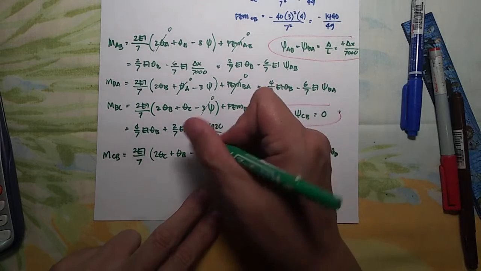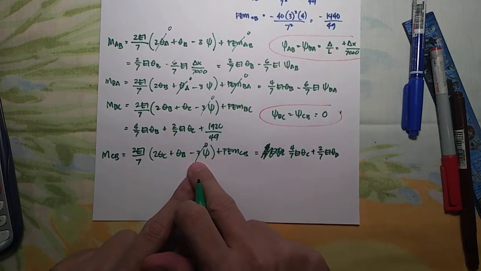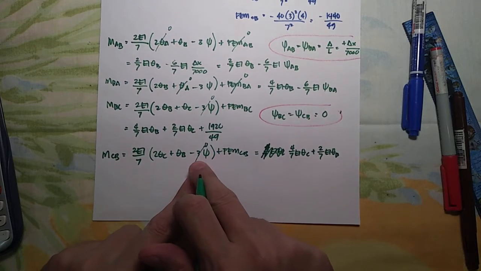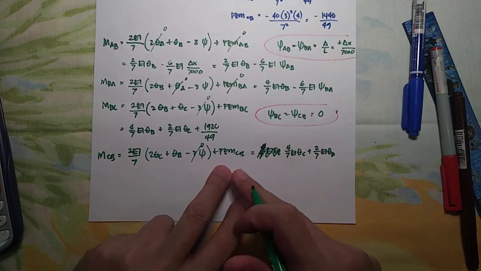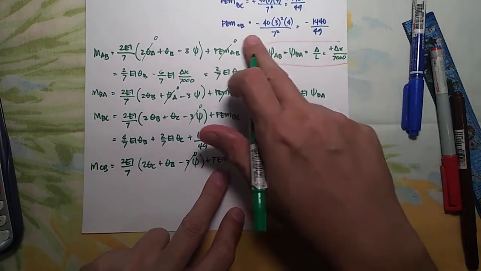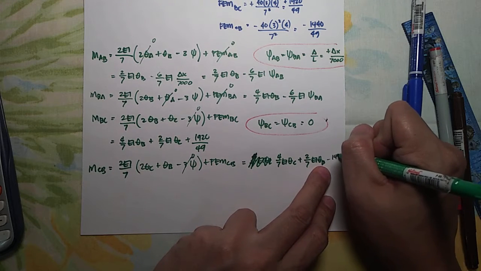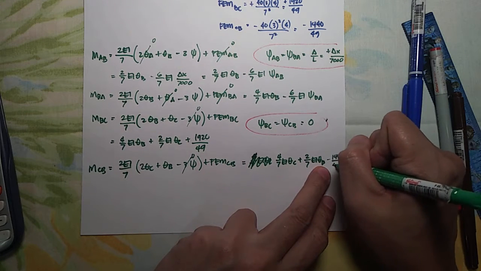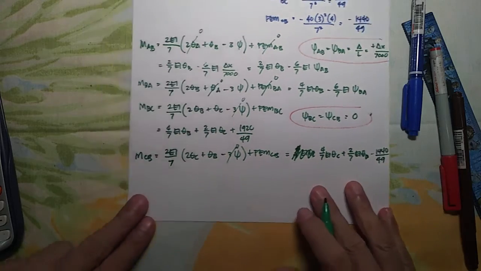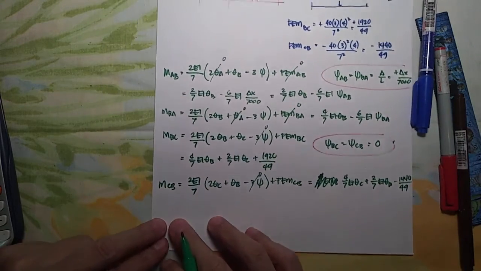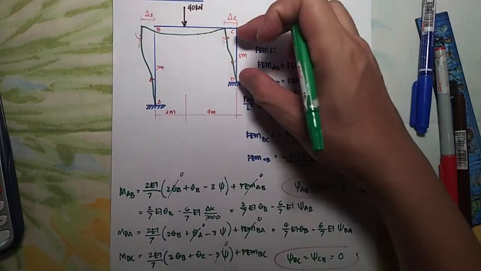Then again, this is 0. The displacement of point B and C relatively is 0. Plus the FEM on CB, which is negative 1440 over 49. Okay, so that is for CB. Next is for CD.